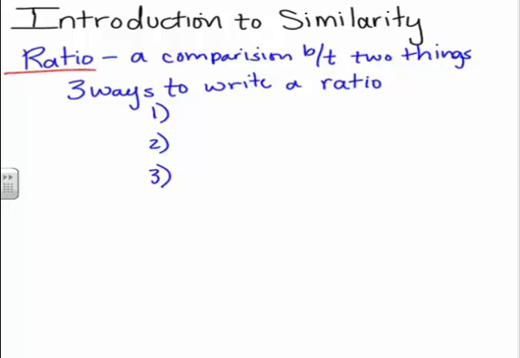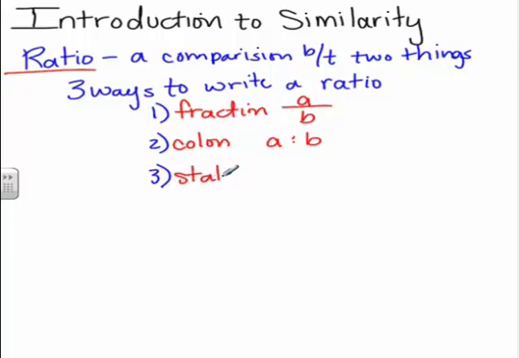Now, a ratio can be written three different ways. The first way it can be written is as a fraction, like A over B, if we're comparing A to B. Or it can be written with a colon. And last, it can be written as a statement, A to B, in that order.